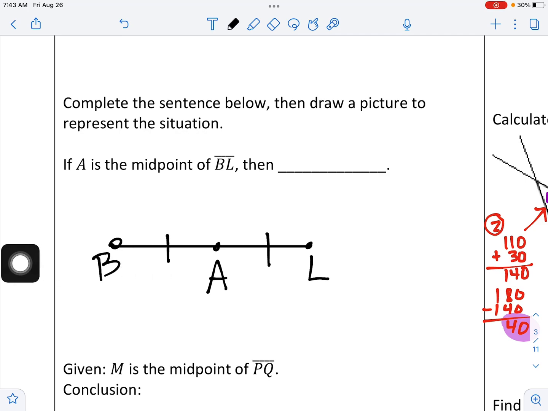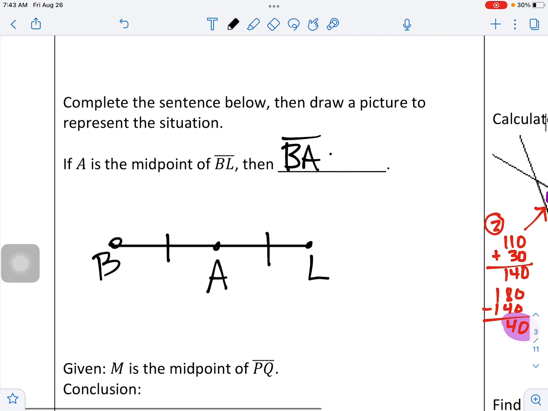So we're going to say that line segment BA is congruent to line segment LA.